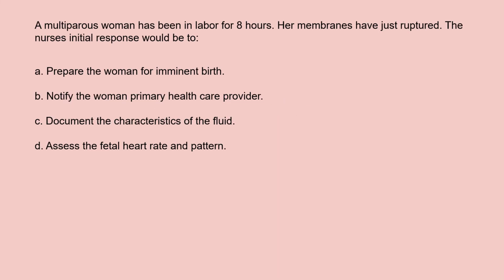A multiparous woman has been in labor for 8 hours. Her membranes have just ruptured. The nurse's initial response would be to: a. Prepare the woman for imminent birth. b. Notify the woman's primary healthcare provider. c. Document the characteristics of the fluid. d. Assess the fetal heart rate and pattern.